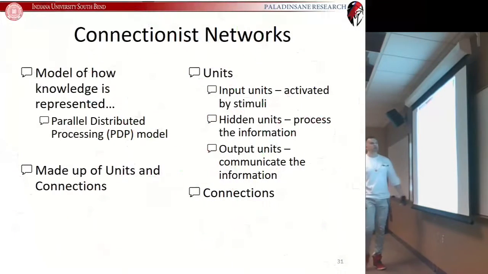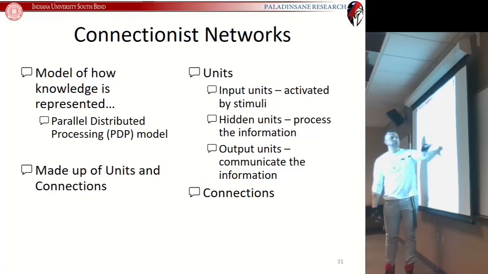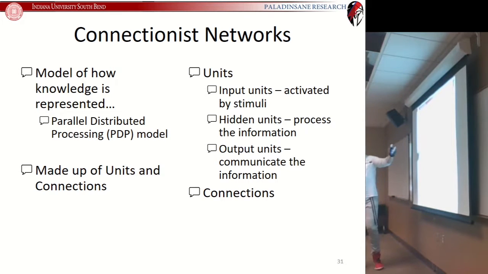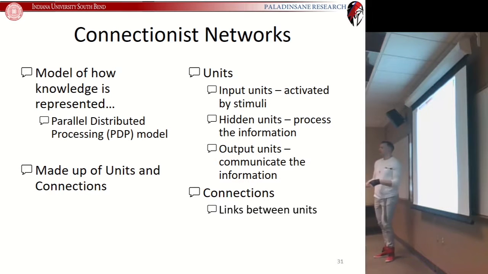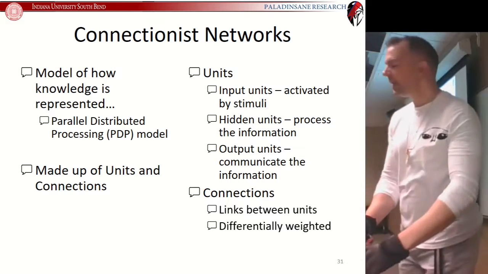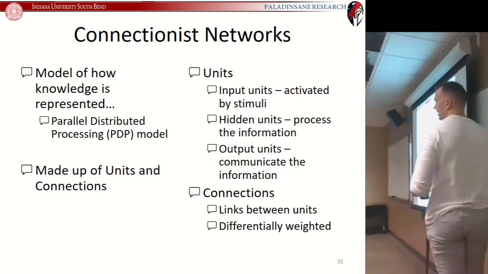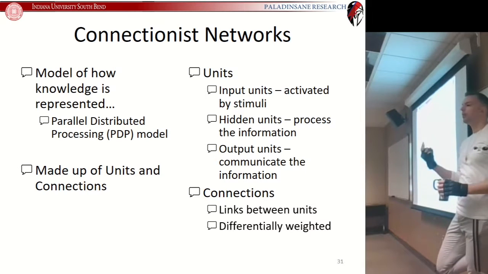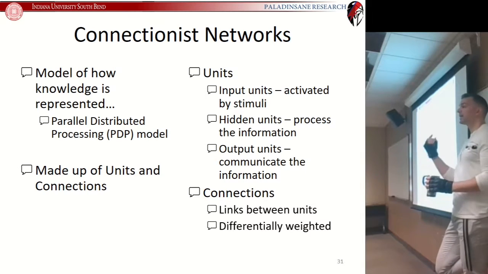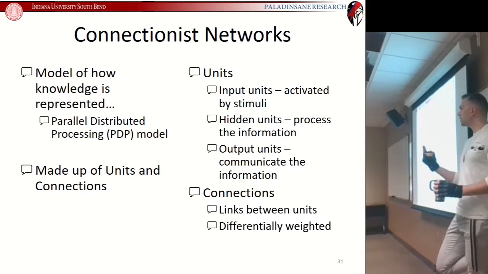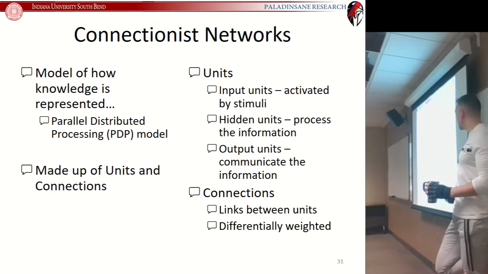All right, so that's the buildup of the units. You got your input units, you got your output units, you got your middle units in between. This is a connectionist network, so clearly we need connections. And the connections are simply the links between the units. And importantly, these connections can be differently weighted. And that's where the power of this network comes from. It comes from the fact that, number one, there are tons of connections. And number two, those connections are differently weighted.